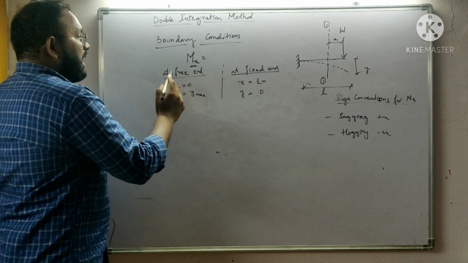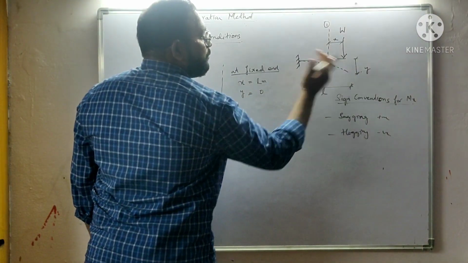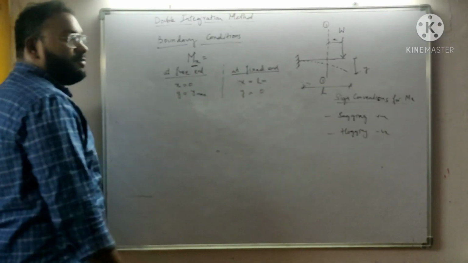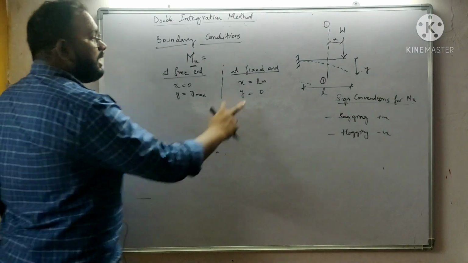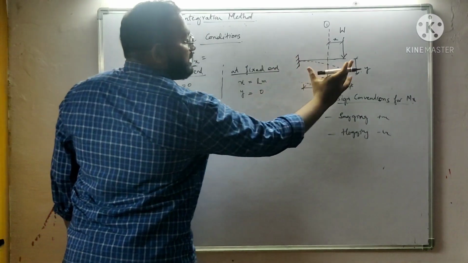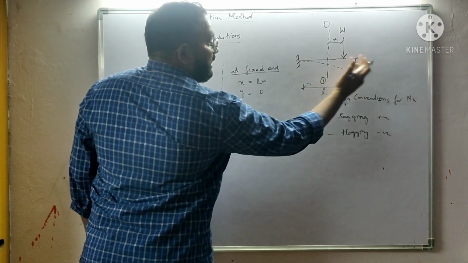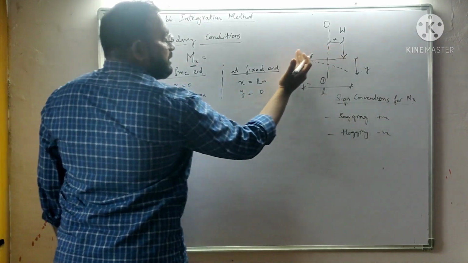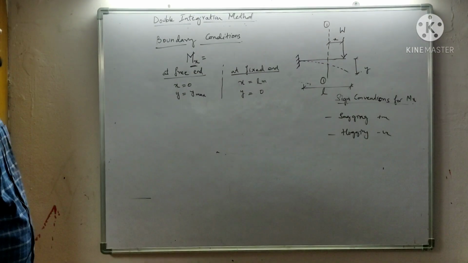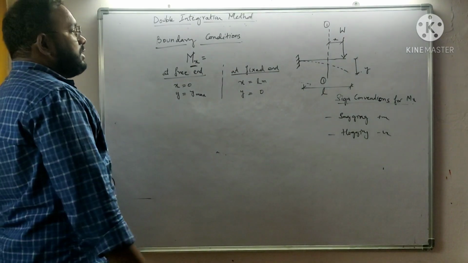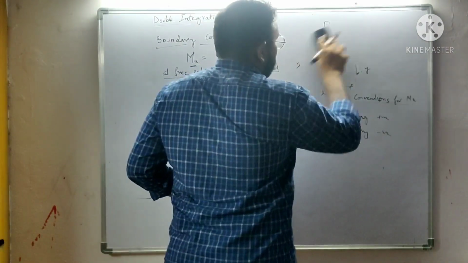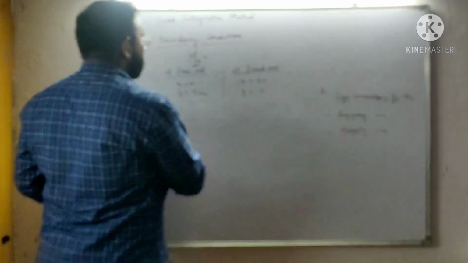Boundary conditions are to be substituted in the governing equation. Y is y max and x is equal to L at the fixed end. If I move the section towards the fixed end, x is measured from the right end, so x will be equal to L and y will be 0. So these are the boundary conditions to be applied in the governing equations for the case of a cantilever beam. Next, we also have the simply supported beam.